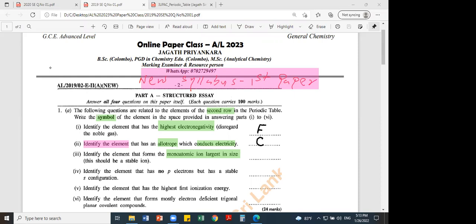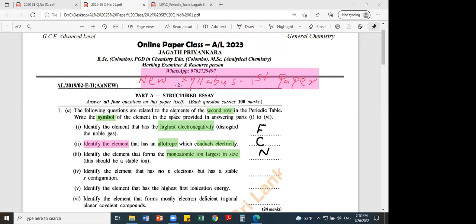Okay. I think everyone replied. Good. Very good. The answer is nitrogen. Excellent, all of you are correct. I thought at least one of you would give a wrong answer. So nitrogen. Very good. How to decide this?